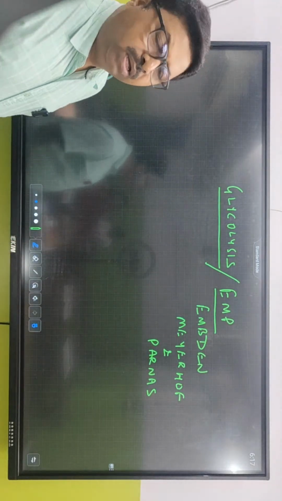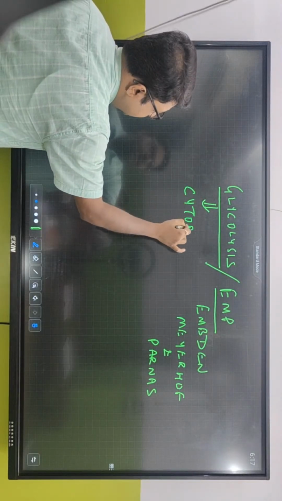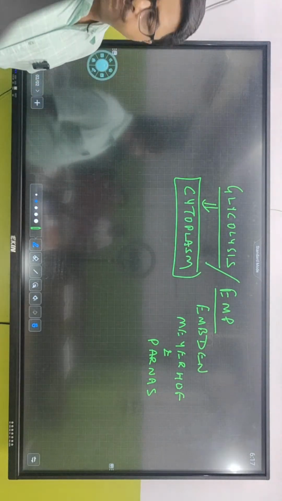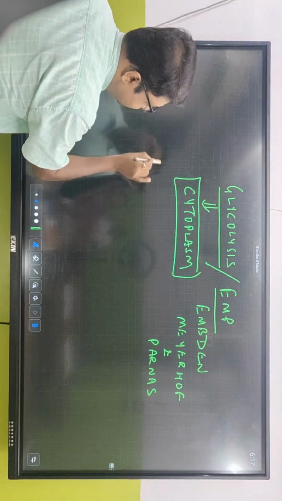So this is the EMP pathway. And where does it take place? Tell me the site. It takes place inside the cytoplasm. Clear? Very good. Now see, this glycolysis is a 10-step process.